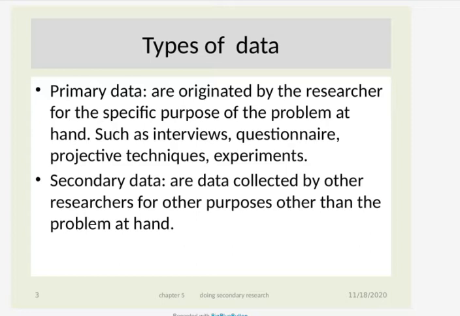Types of data. As long as we are now talking about secondary research, we need to differentiate between primary data and secondary data, اللي هي البيانات الأولية والبيانات الثانوية. They are all data. كلهم بيانات وكلهم بعتمد عليهم في البحث. But what is the difference between primary data and secondary data? I'm sure you have gone through this in many courses before.